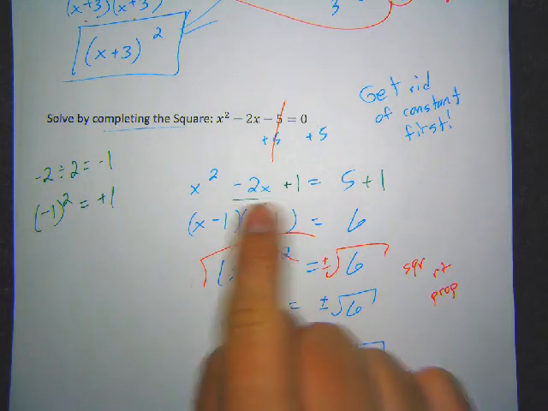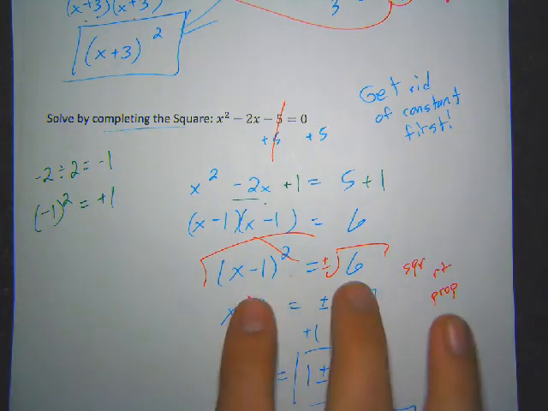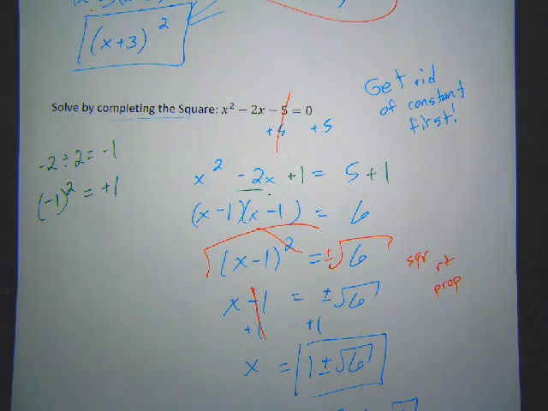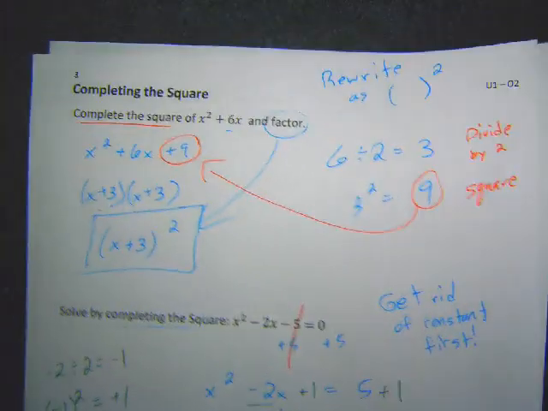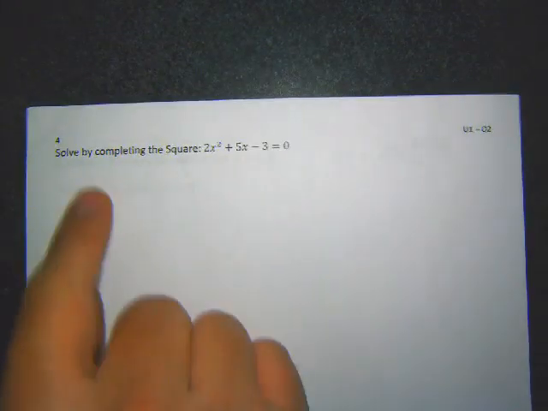And then this should factor into something squared. You get the same thing twice. And then finally you can square root both sides and then solve for x, and you get your answer. So let's do one more completing the square like this, and then there's actually one more method we have to cover. Okay, so we're going to solve this by completing the square.